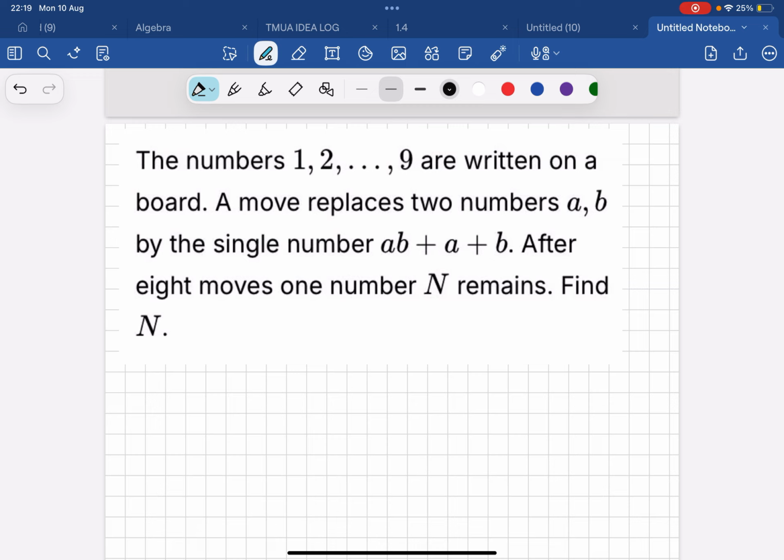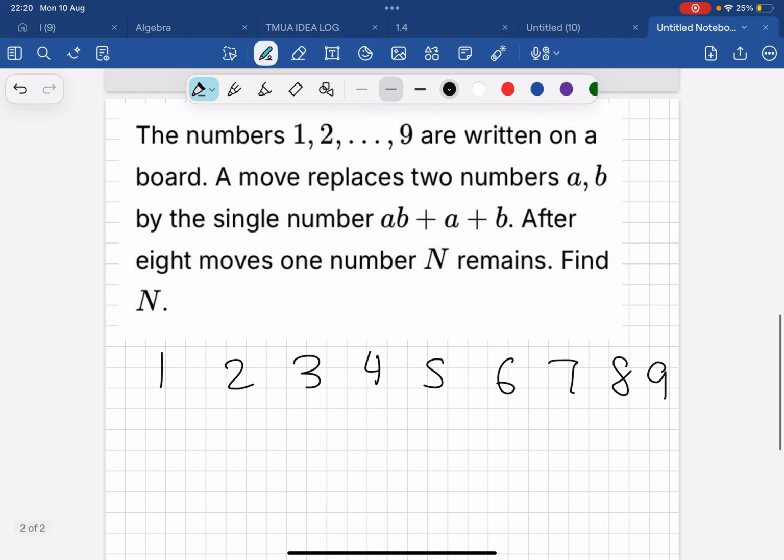The numbers 1, 2 up until 9 are written on the board. A move replaces two numbers A, B by the single number AB plus A plus B. After 8 moves, one number n remains. Find n. Alright, let's start picking out bits from the information.